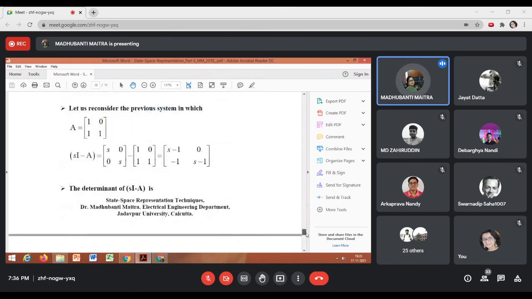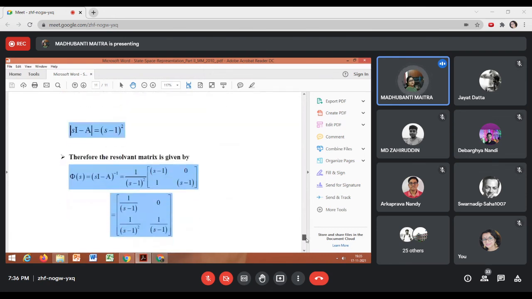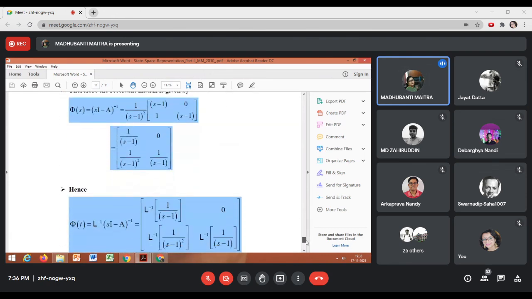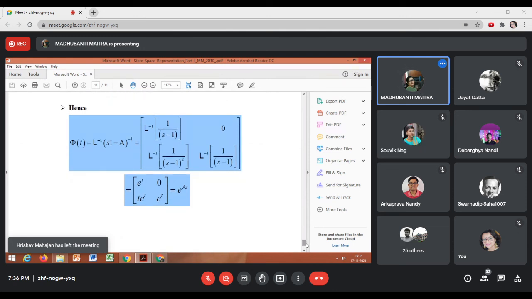So again, solve this particular example using this particular technique, and not only the state transition matrix, find out the solution x(t). That is your assignment.